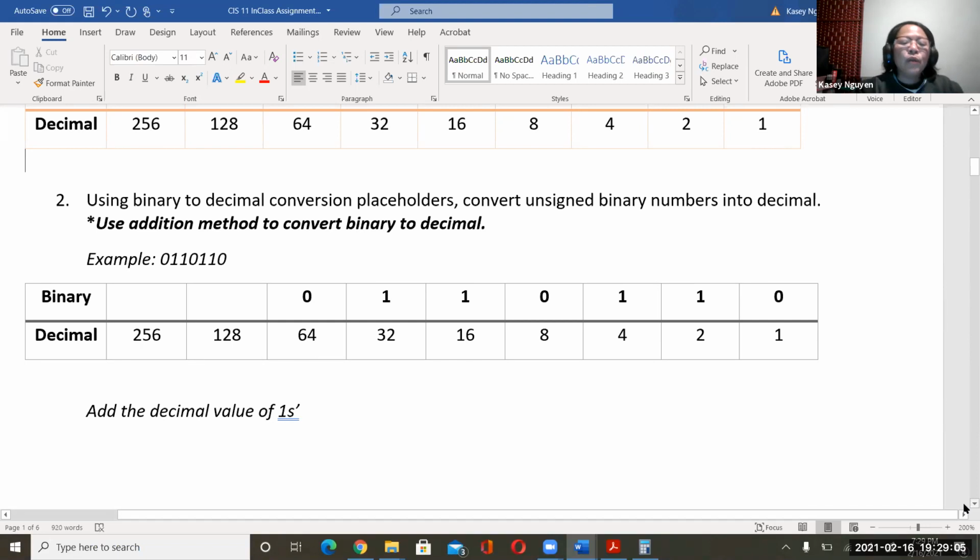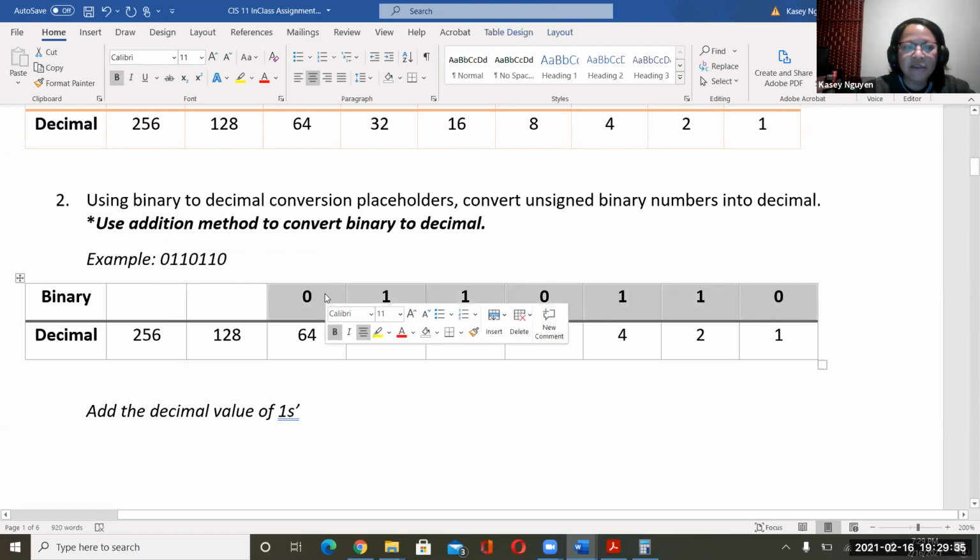Okay, so when we went from decimal to binary, we subtract. Now, if we go the other way, from binary to decimal, we simply add. This is the easier technique. This is the given value in the example: 0, 1, 1, 0, 1, 1, 0. You start by filling out the bits from the right, going left.